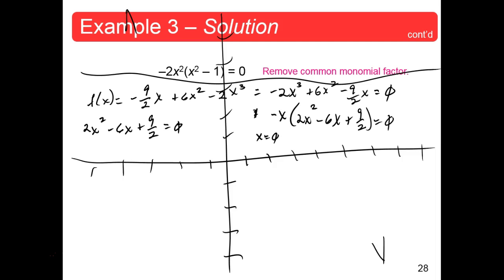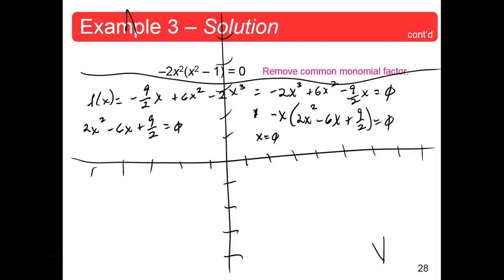Plug it in. Oh, plug in a 0. Well, that gives you, when x equals 0, that function is equal to 9 halves. But that doesn't really help us because that's not the original function. It's a good idea, but it's just not very helpful here.